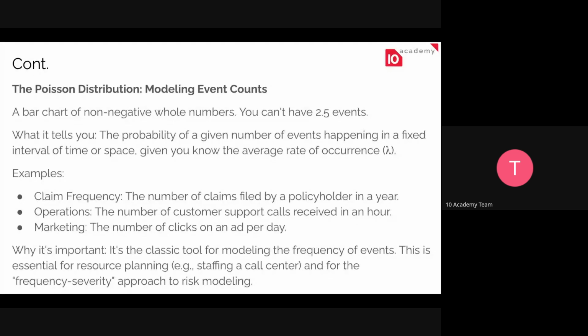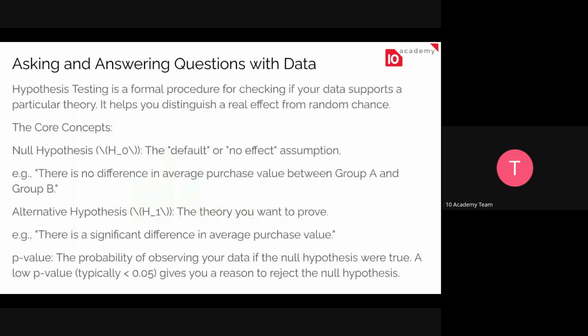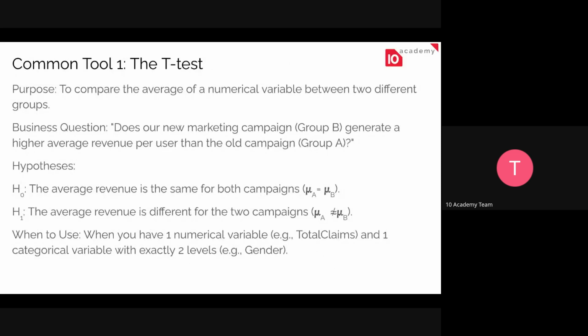It's essential for resource planning. Like if the operations team finds that the number of customer calls received in an hour is very high, you can staff the call center accordingly, and use a frequency-severity approach to this model. So here you can see just one example of this. Yeah, so that's just the summary of the statistics.